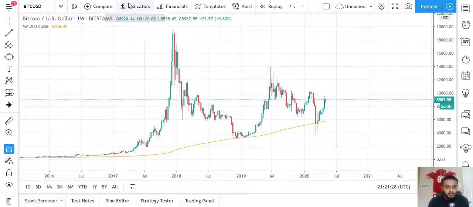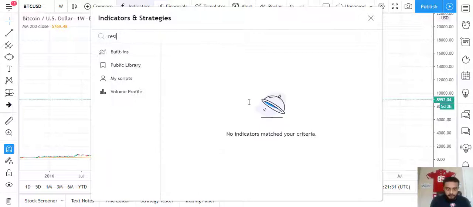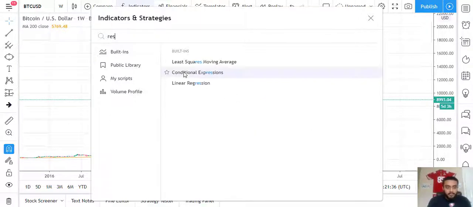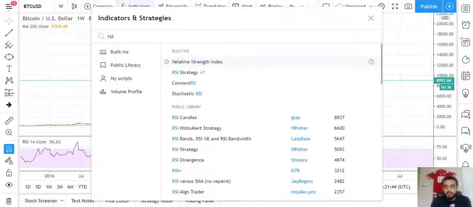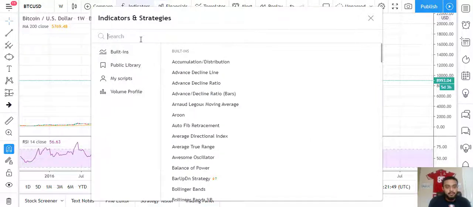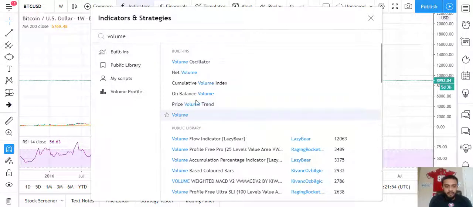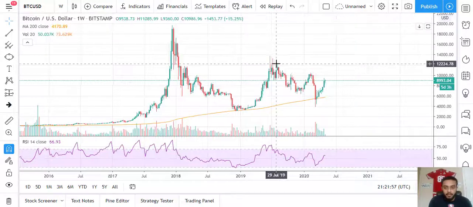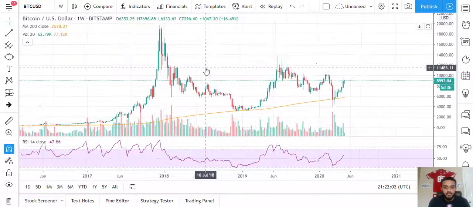Another indicator I like to use is the RSI, the Relative Strength Index. Let's add that. I really do hope you guys learn something from this. Then let's add volume as well. That's the other indicator I like to use. Volume right here, got it. Awesome. Guys, this is basically what my chart looks like all the time.